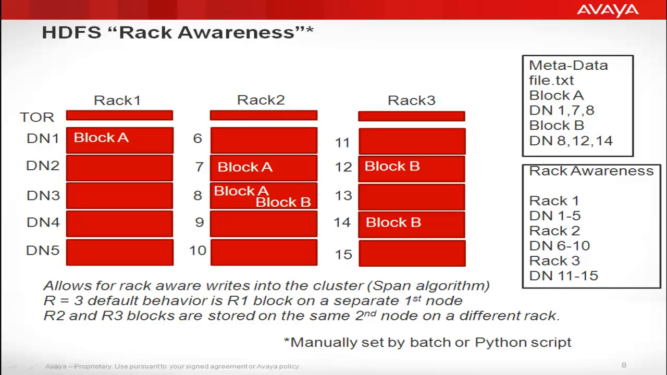HDFS is also rack aware. By this we mean that the name node can be programmed to recognize that certain data nodes are common to racks and consequently should be taken into consideration during the block distribution or replication process. This awareness is not automatic, however. It must be programmed by batch or Python script. However, once it is done, it allows the algorithm to place the first data block on a certain rack, and then place the 2 replicated blocks into a separate common rack. As shown in the slide, data blocks A and B are distributed evenly across the cluster racks.